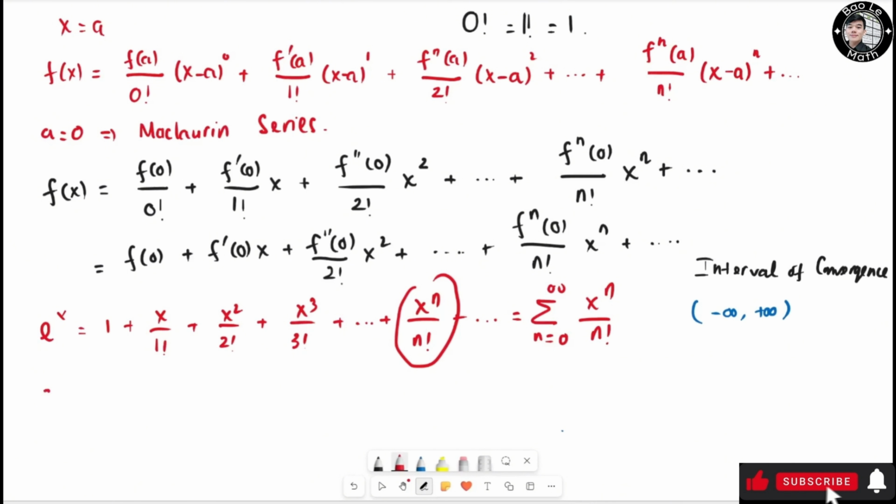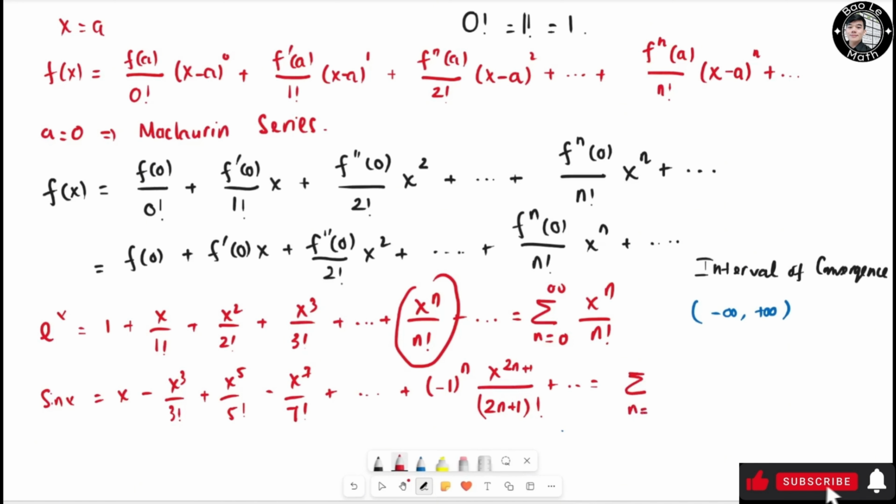Now, the second one, sine s equals the sum when n starts from 0 to infinity of negative 1 raised to the n times s raised to the 2n plus 1 over 2n plus 1 factorial. And the interval of convergence for this series is negative infinity to positive infinity. Now the last one is cosine. Note that sine s is an odd function, right?